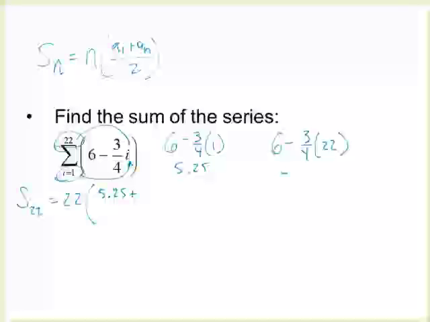which is negative 10.5. Over 2. Let me plug that in. Again, careful with parentheses and order of operations to get negative 57.75.